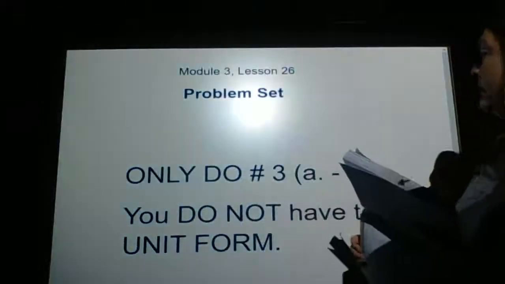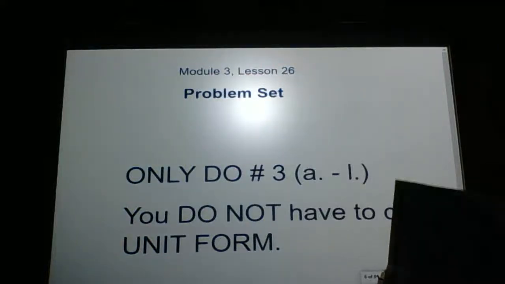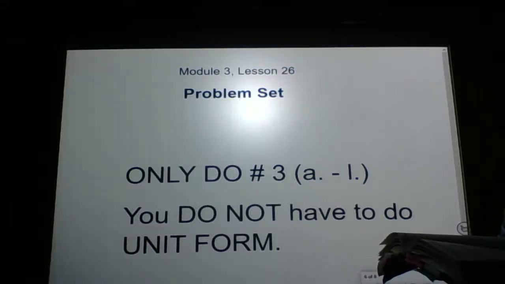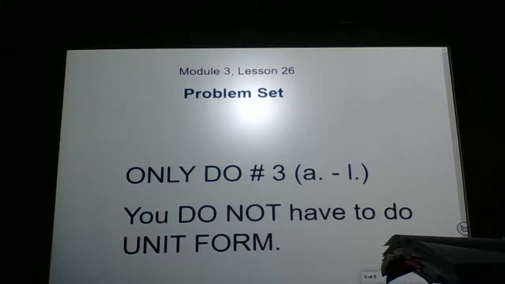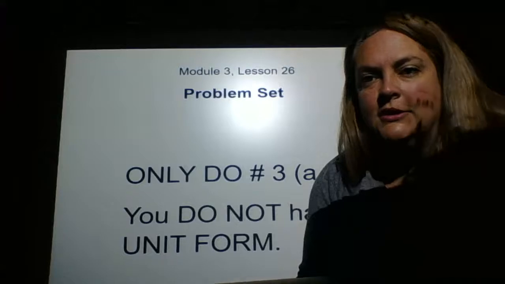You're responsible for A through L. And you do not have to do unit form. You can put your answers in number form. Don't worry about unit form. Just go to number form. So pause the video. Go and do this. I said pause the video. Go and do your work.